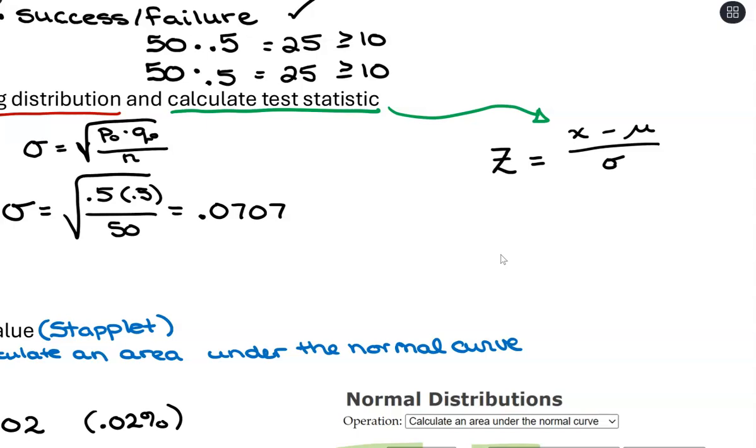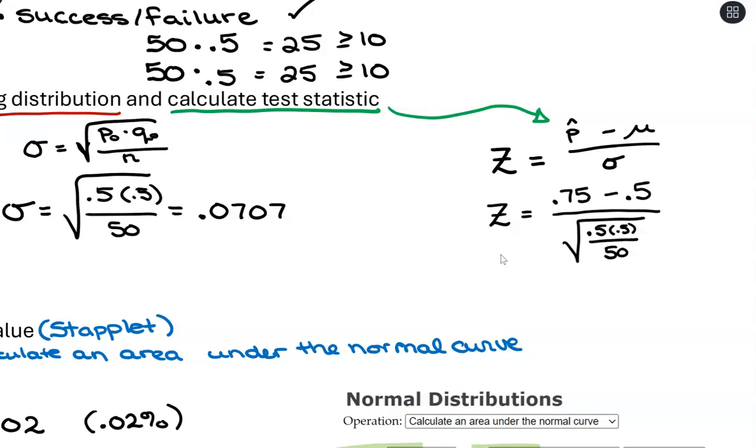Actually, one thing changes. X is now a sample proportion. So how we would calculate our test statistic for this scenario is we would take our sample proportion, subtract the mean of our distribution, which is our assumption from the null hypothesis, and then divide by the standard deviation of our distribution, which would be the square root of 0.5 times 0.5 over sample size of 50. You want to keep this as accurate as you can for as long as possible here.